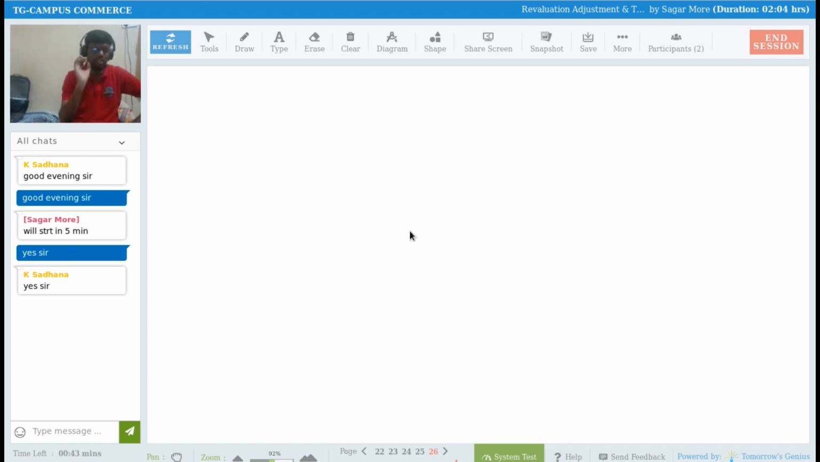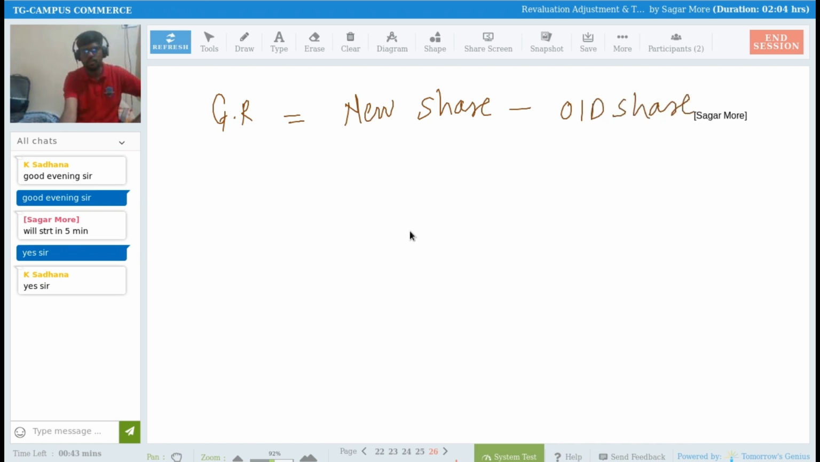I know what the gaining ratio formula is. Tell me, what is the gain ratio formula? The gain ratio formula is new share minus old share. Yes or no, everyone? Dhanushri, Sadhana, tell me. Gain ratio formula is new share minus old share.